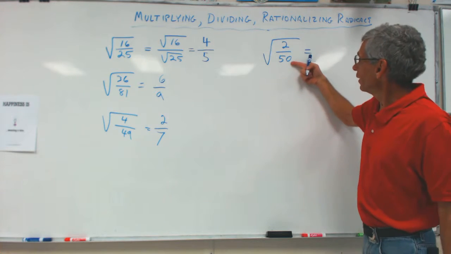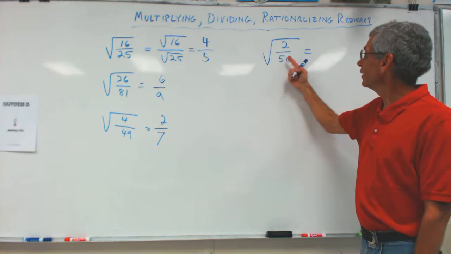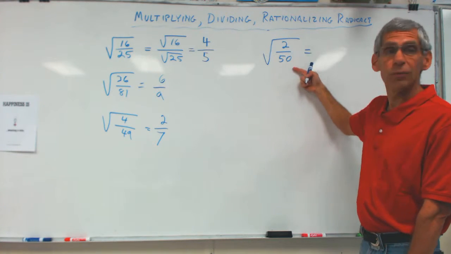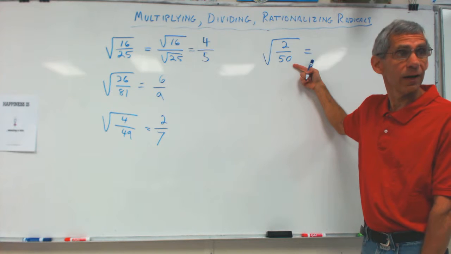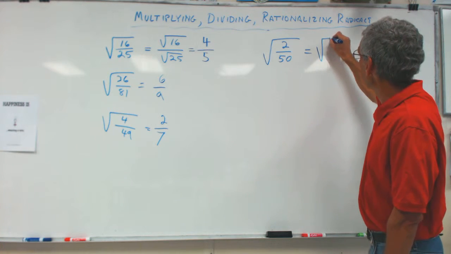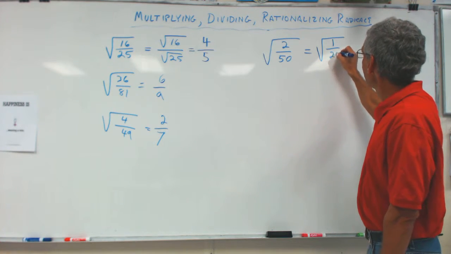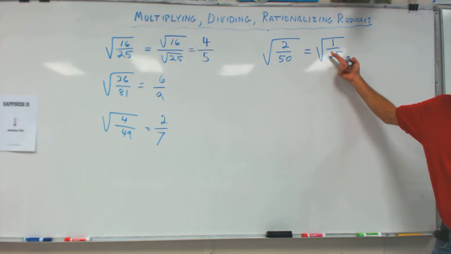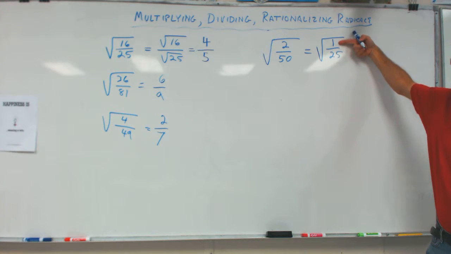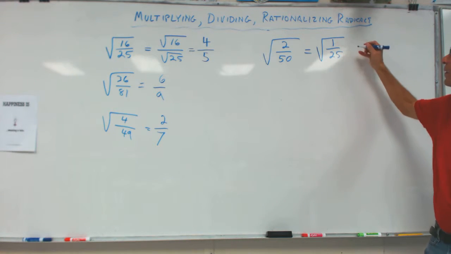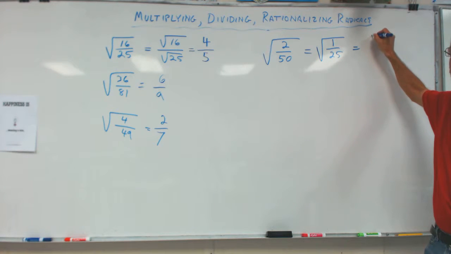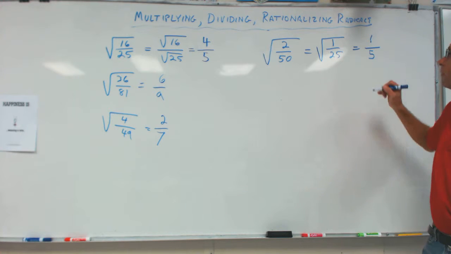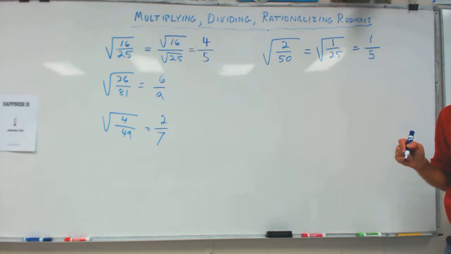So sometimes 2 is not a perfect square, 50 is not a perfect square. But I noticed they're both even, just like Oliver did. And I'm going to rewrite it now as 1/25. Why? Because now we have perfect squares. The square root of 1 is 1. The square root of 25 is 5. You see what I mean?